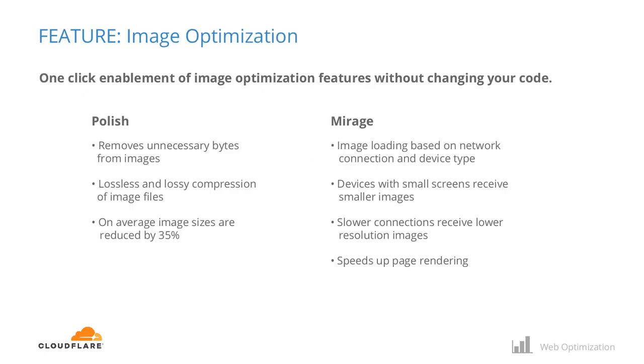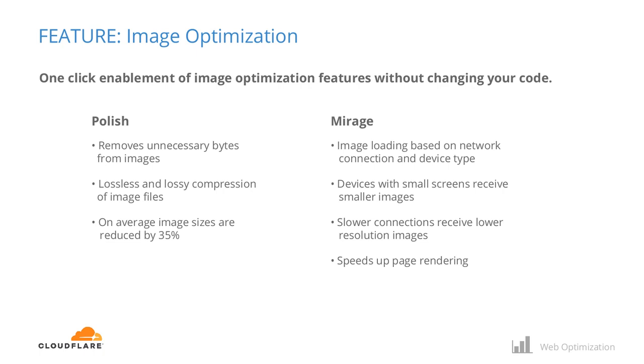Image optimization not only allows for compression of images on the fly, but also enables smaller images to be substituted on slower networks. Polish enables image compression with both lossless and lossy algorithms, removing unnecessary bytes from your images automatically. This, on average, can reduce file size by 35%. Mirage, on the other hand, enables smaller or low-resolution images to be presented to visitors on slower networks, like mobile networks, while the full-resolution image is still loading. This gives faster load times on those lower bandwidth mobile networks, thus making your mobile visitors' experience even better.